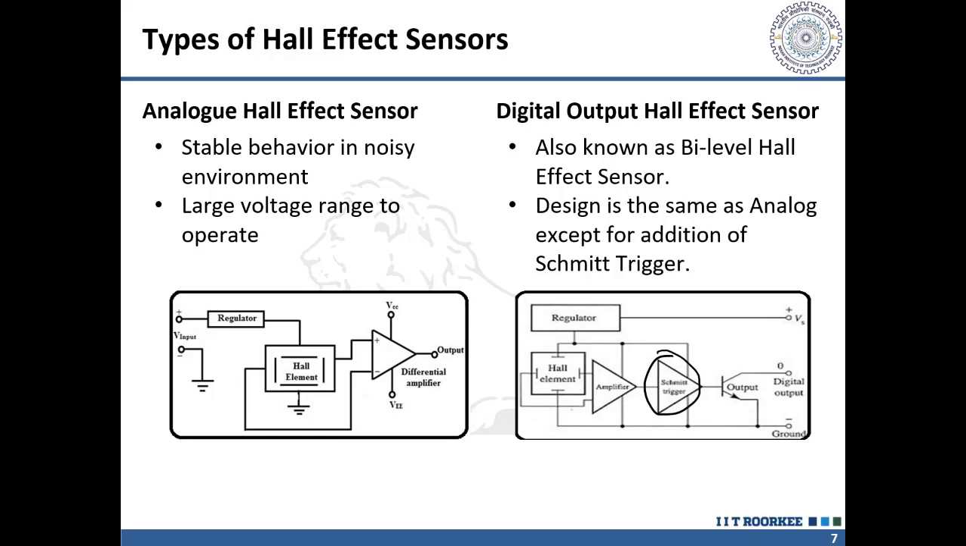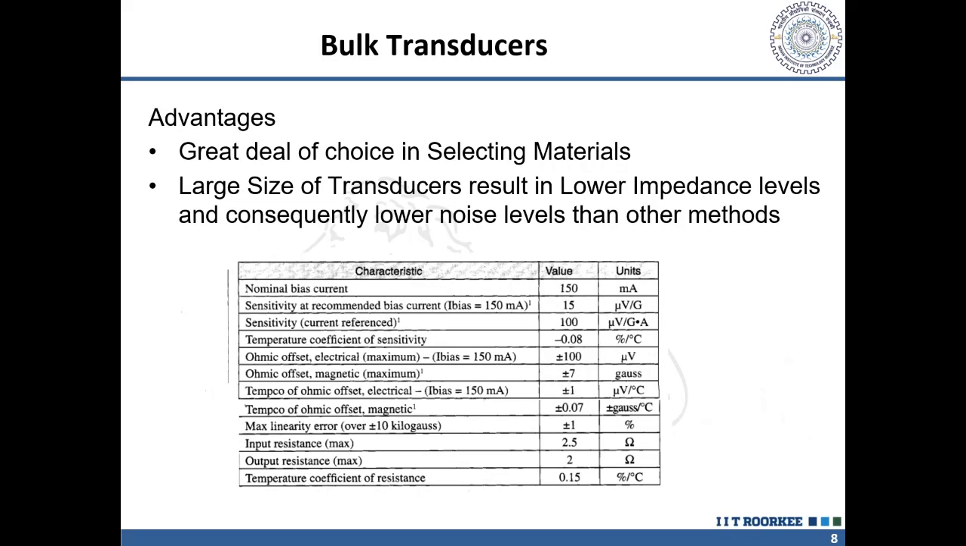You can see the advantages of each of these. Analog has stable behavior in noisy environments, and a large voltage range to operate in. The digital output is known as the bilevel Hall effect sensor. The design is the same as analog except for the addition of the Schmitt trigger. It is more sensitive.